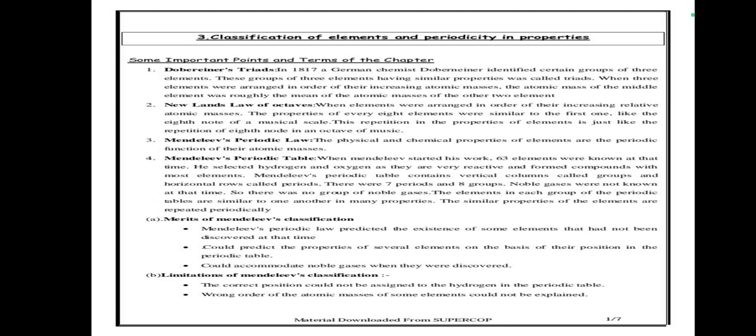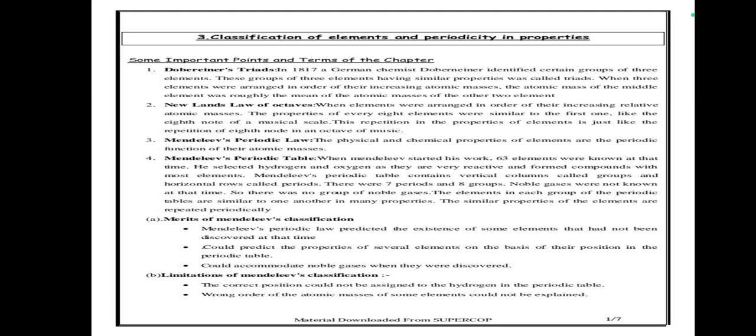Mendeleev's periodic law. The physical and chemical properties of elements are the periodic functions of their atomic masses. Next point, Mendeleev's periodic table. When Mendeleev started his work, 63 elements were known at that time. He selected hydrogen and oxygen as they were reactive and formed compounds with most elements.